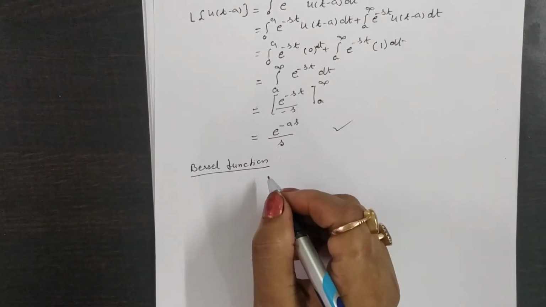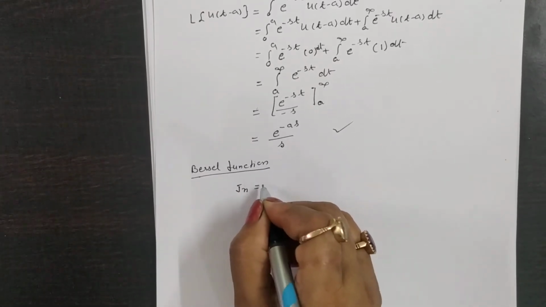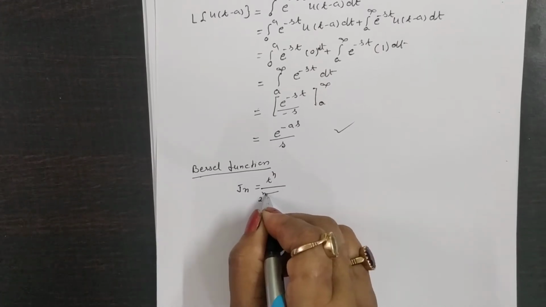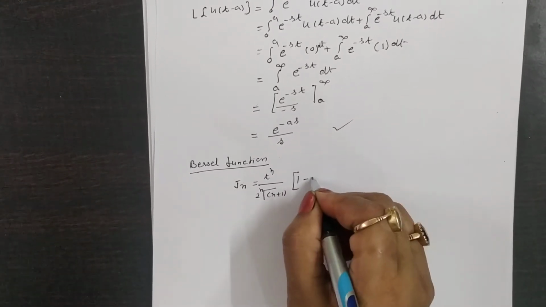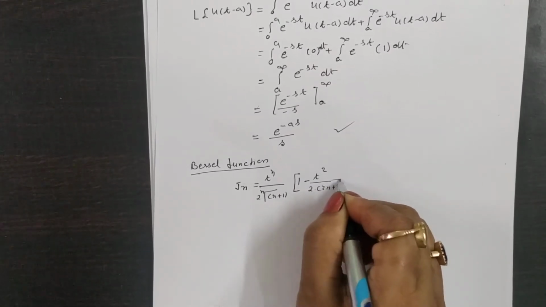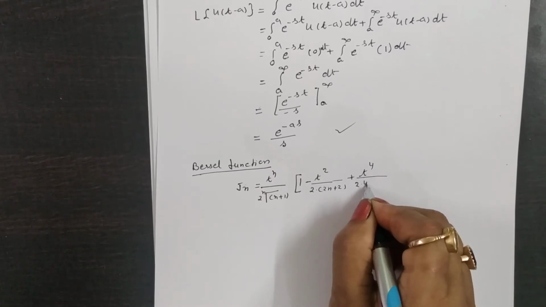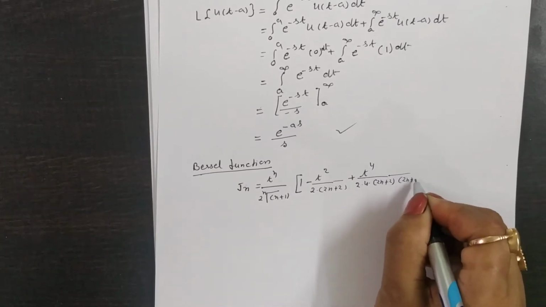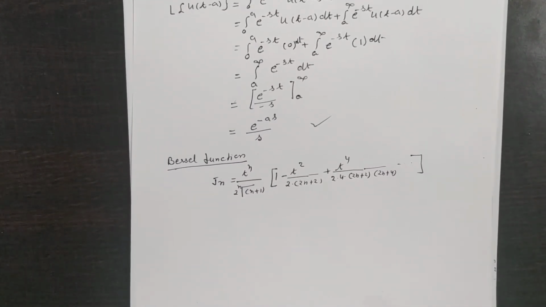The Bessel function of order n is denoted as Jn, which is defined as t to the power n divided by 2 to the power n gamma(n plus 1), times the series: 1 minus t square by 2(2n plus 2), plus t to the power 4 divided by 2 into 4 into (2n plus 2)(2n plus 4), and so on.